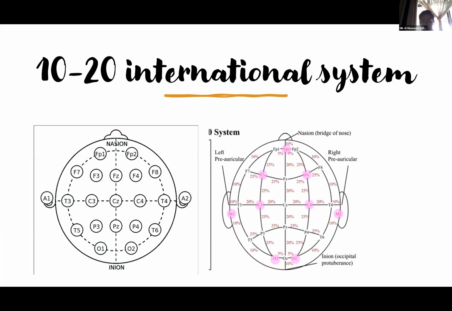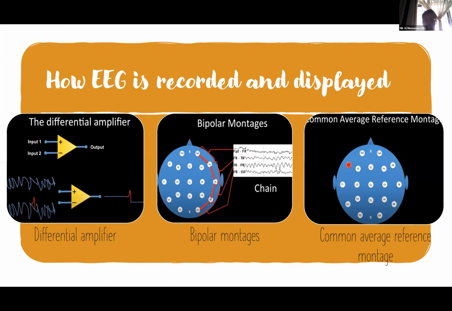Then last but not least is the transverse measurement, which is at the frontal, also at the parietal part. And basically this is just plotting the dots for the points that we have already marked before. And EEG is recorded using a differential amplifier, which is a system that allows the machine to display only the differences between the two electrical waves.